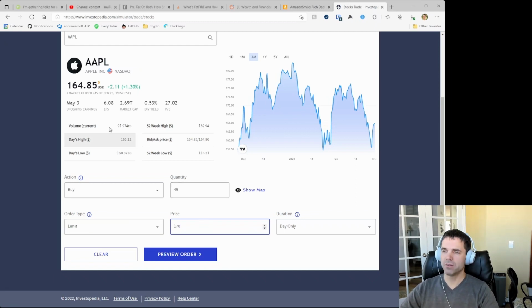So it's trading at $164. I'm willing to pay up to $170 per share. And I want 50 shares of Apple. So assuming Apple doesn't jump really significantly over the weekend, I will get my shares probably pretty close to $164. But I certainly won't pay more than $170. Okay, that's the idea.